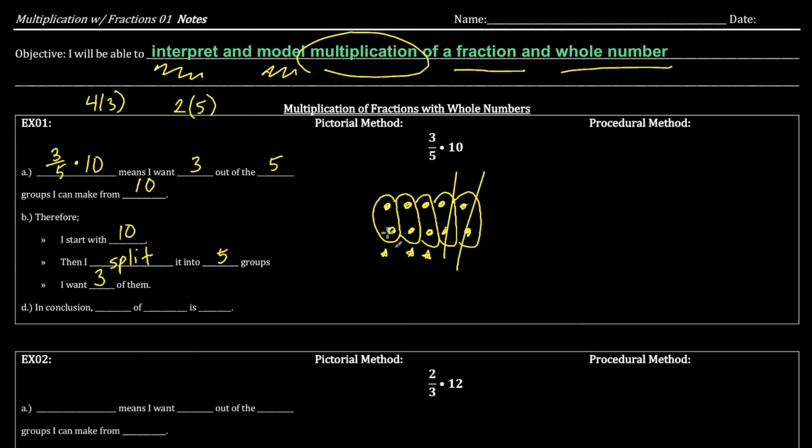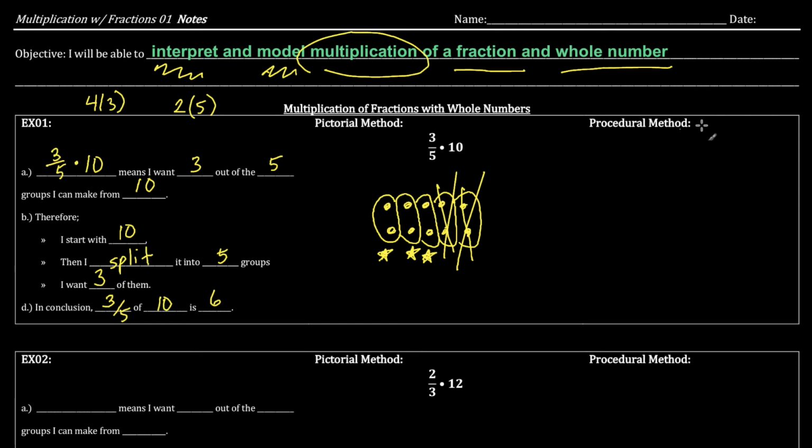So I have 1, 2, 3, 4, 5, 6. Maybe I should make these stars a little more starry. Okay, so in conclusion, 3/5 of 10 is 6. Remember that these aren't here. So basically, if I want 3/5 of 10, I start with 10, break it up into 5 equal groups, and I select 3 of those groups.